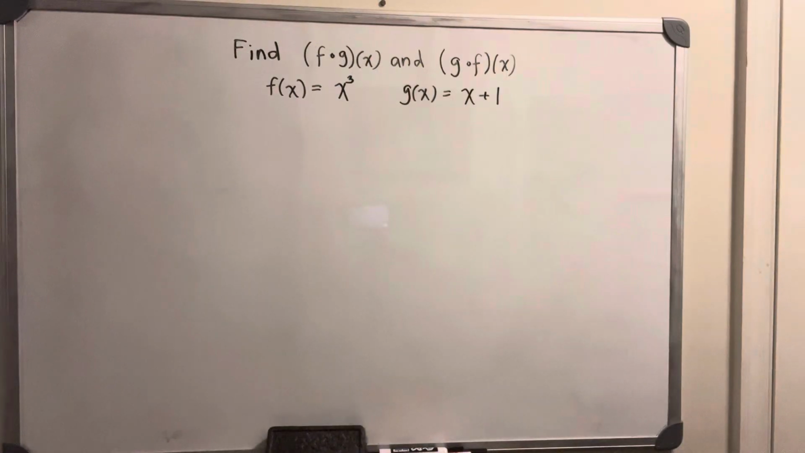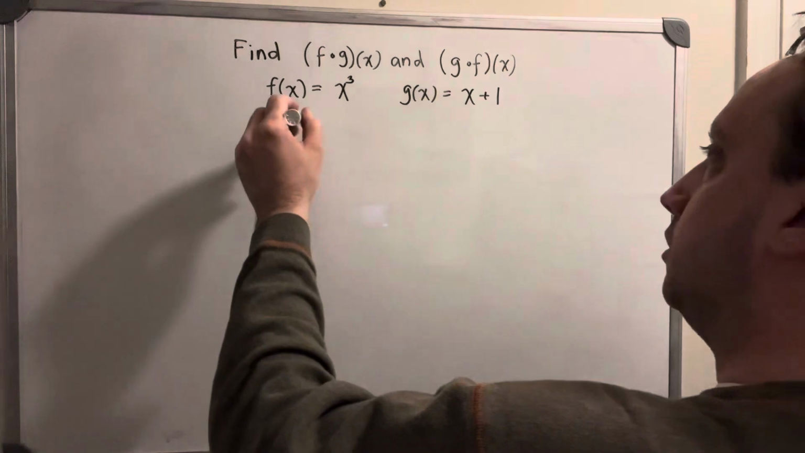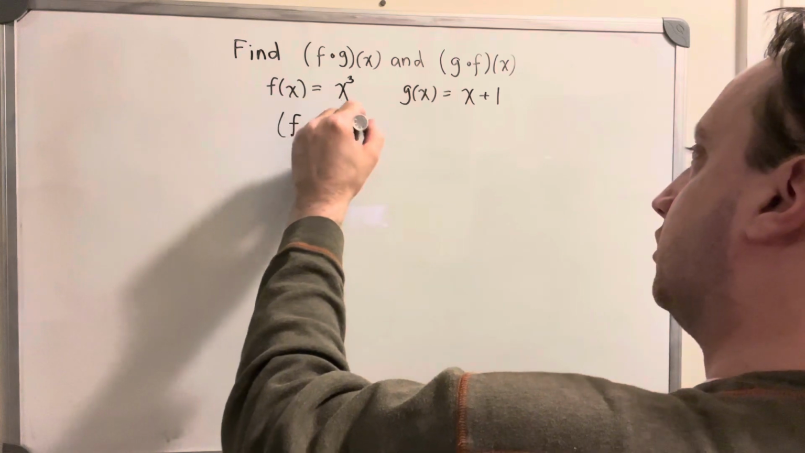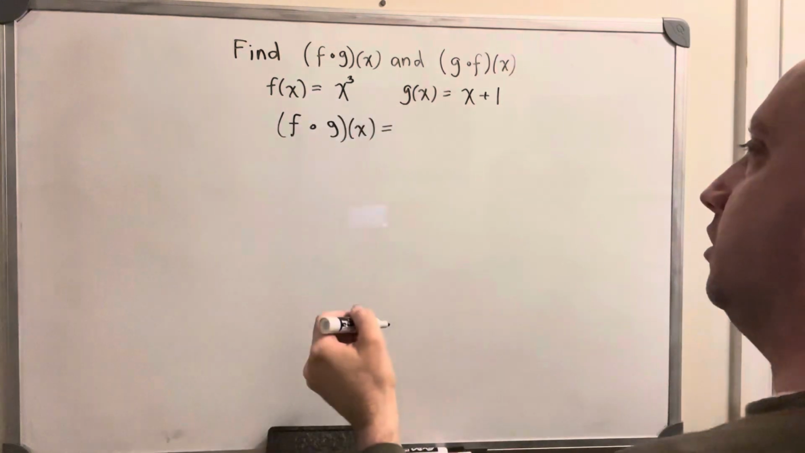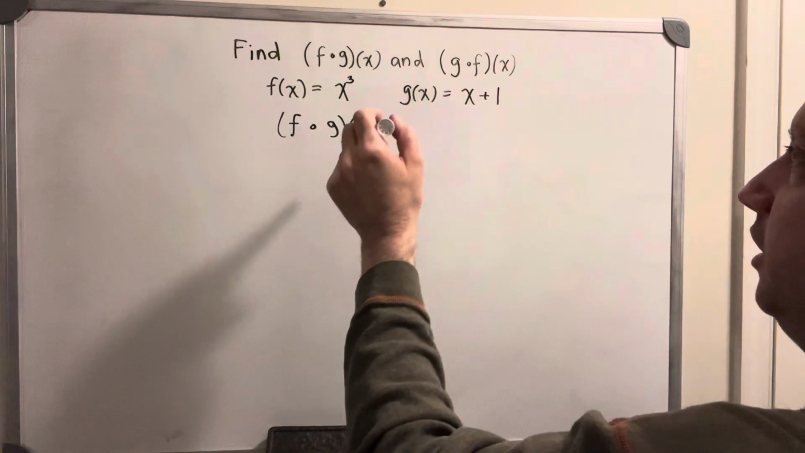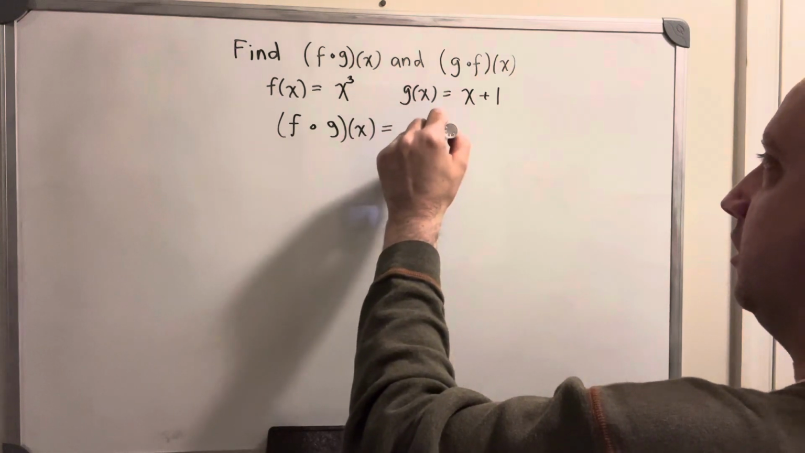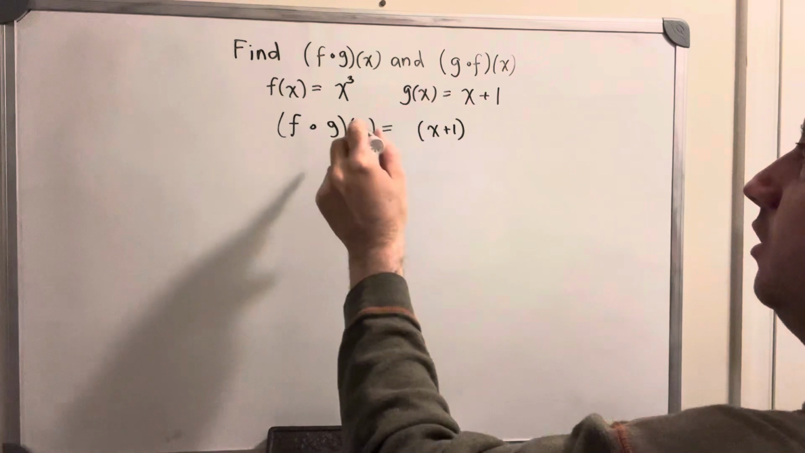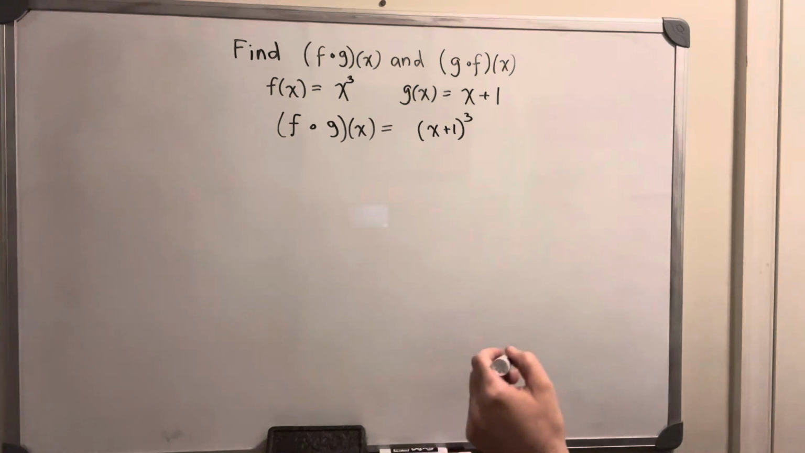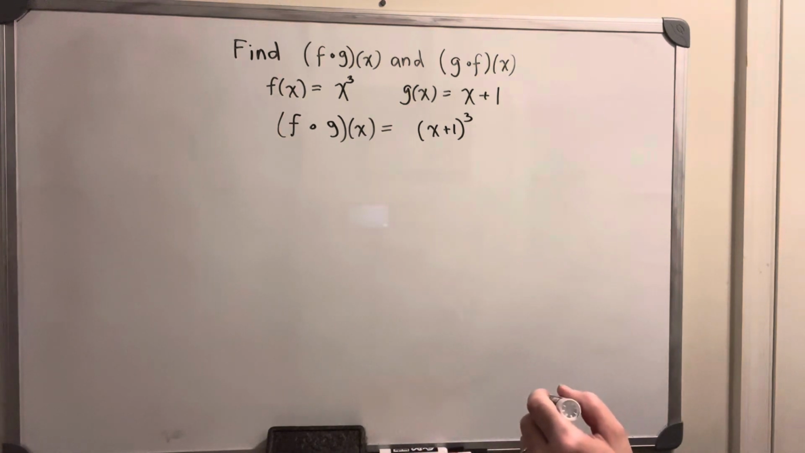This problem says find f of g of x and g of f of x, where f of x is x cubed and g of x is x plus 1. So pause the video, see if you can solve this one. Remember, g of x is x plus 1. f of x is x cubed. You can leave it at that, or you could expand it. I personally would leave it at that.